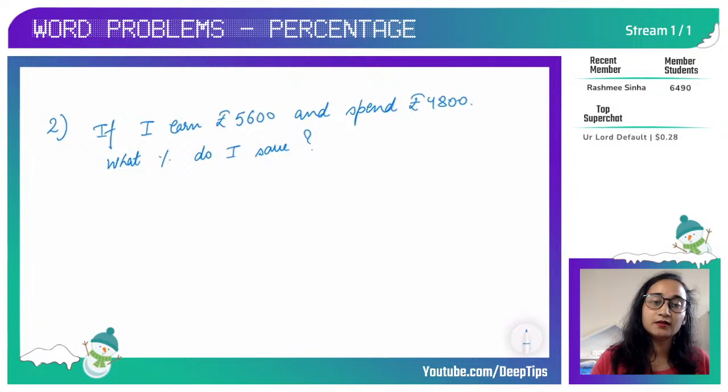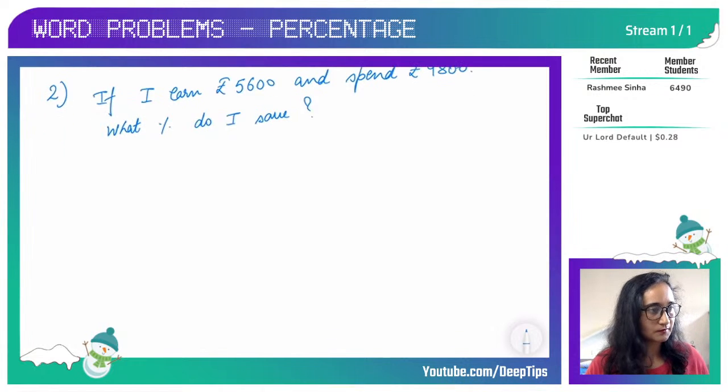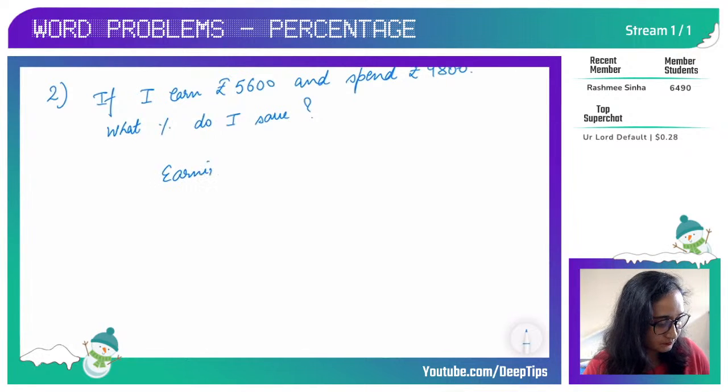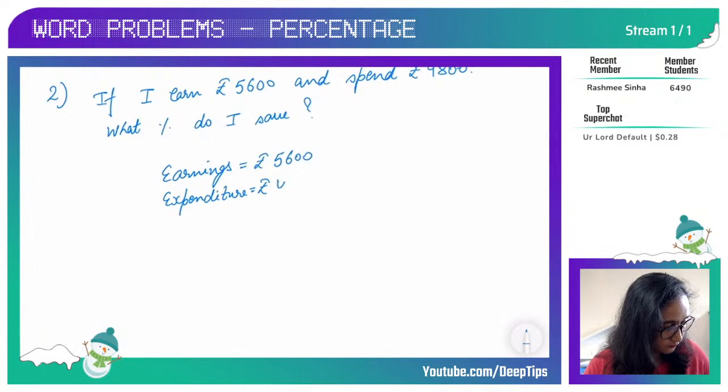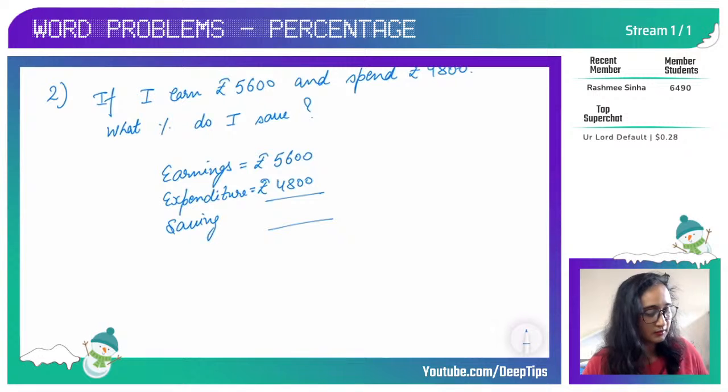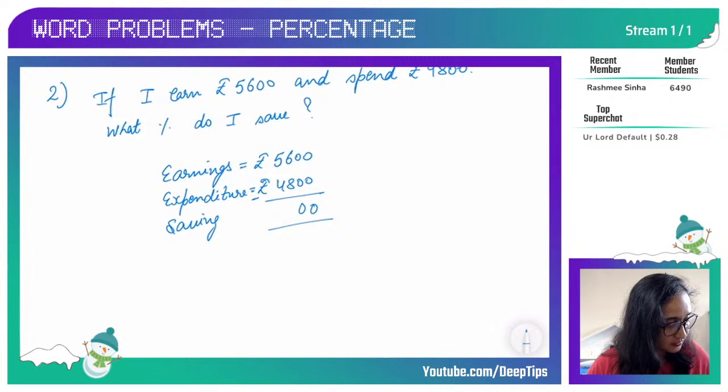Now you can think about how we calculate the savings. First, to find the percentage of savings, I need to find out what my savings are, correct? So let's write here, earnings. My earnings are rupees 5600 and my expenditure, that means the money I spent, is rupees 4800. So if I subtract my expenditure from my earnings, what do I get? I get rupees 800 savings only, correct? So these are the savings I have.